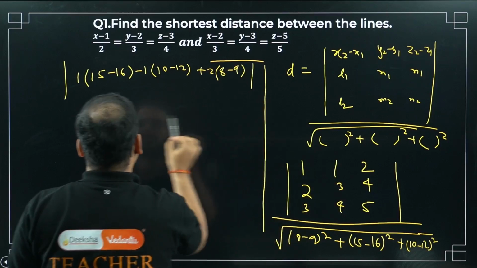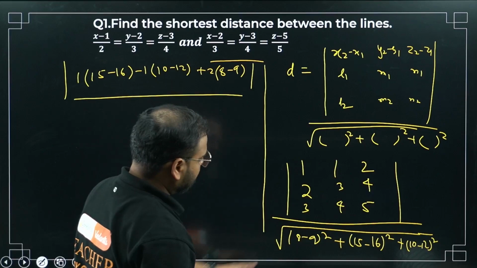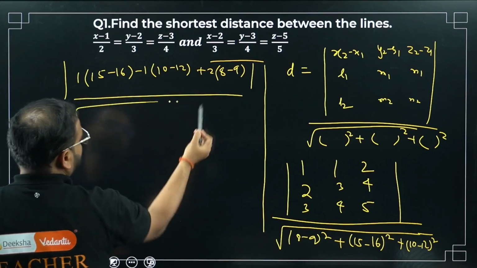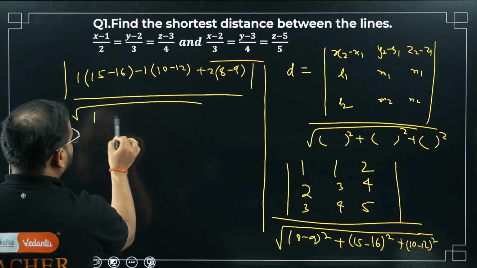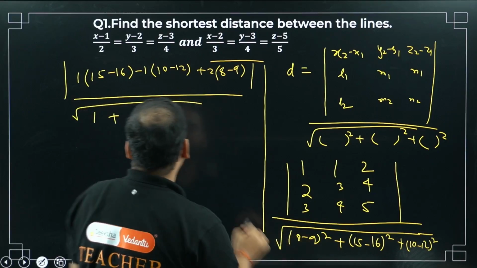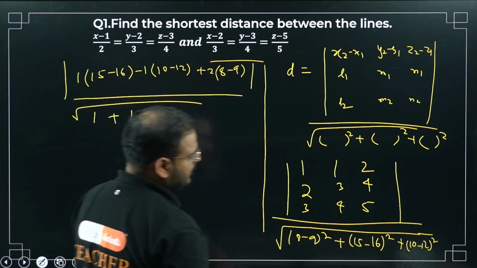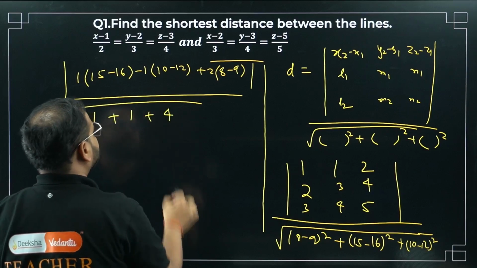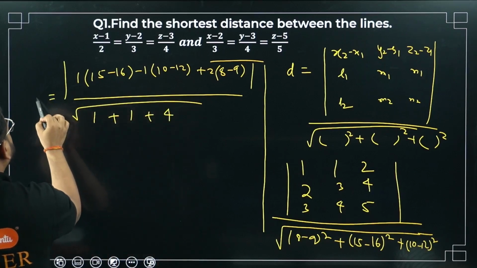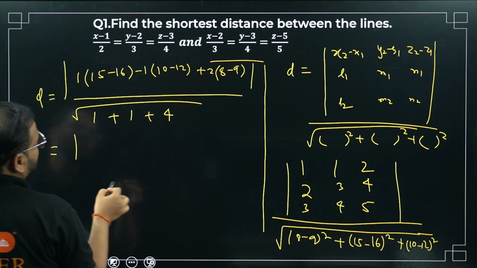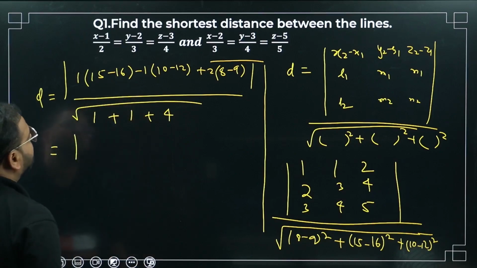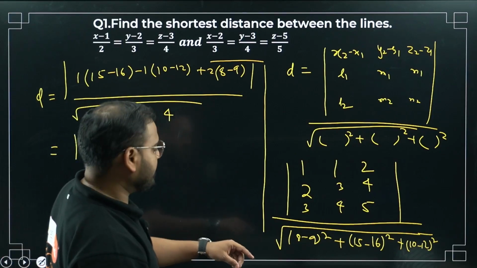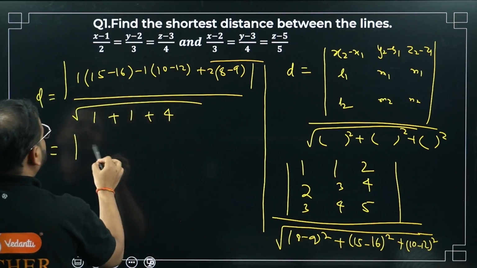Okay. Mod is there, divided by what I'm getting over here. Check the denominator. 1 square is simply 1, plus again 1 square is simply 1, plus the last one, 2 square is 4. Have a look. This is what? Distance D, right? Check out here: 15 minus 16, right? 15 minus 16, correct. So minus 1. So minus 1 here.